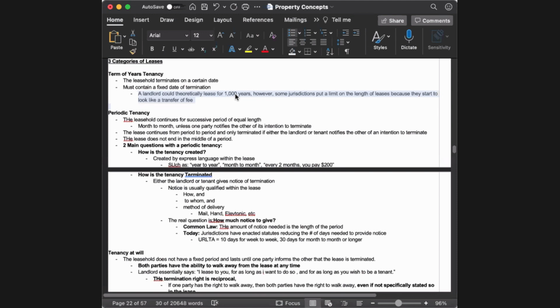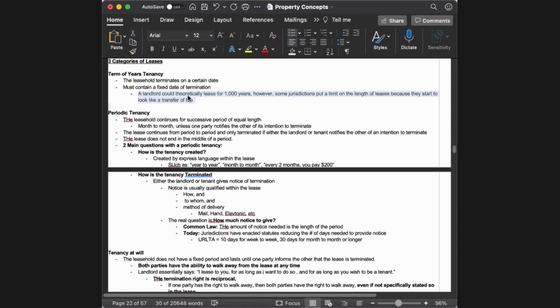This actually isn't correct. I went back and looked at this. In most jurisdictions, in fact in all jurisdictions, there's a limit on how long you can lease for. A landlord could theoretically lease for 1,000 years, but this is more like 99 years. However, some jurisdictions put a limit on the length of the lease because they start to look like a transfer of fee.